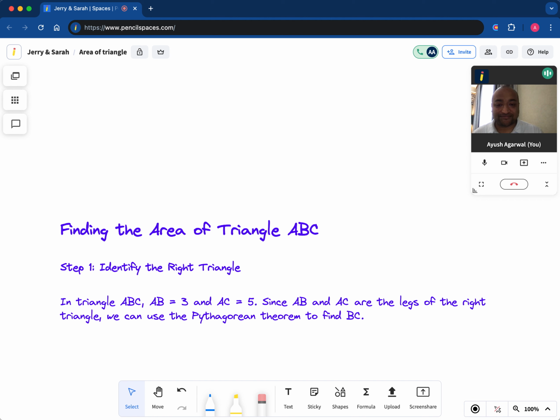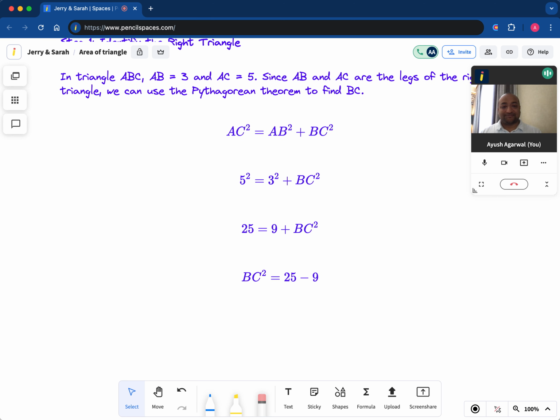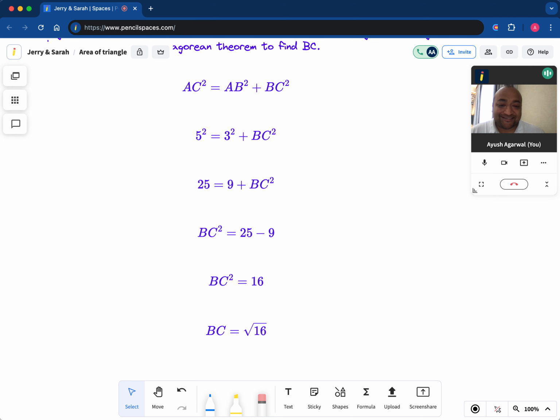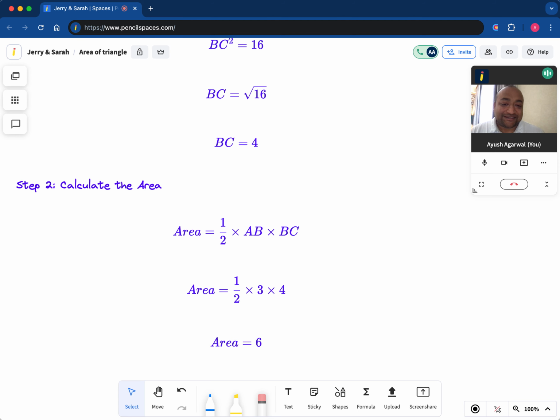You correctly started with the Pythagorean theorem: AC squared equals AB squared plus BC squared. However, you made a mistake in your calculations. Let's correct that. Now that we have the correct length of BC, which is 4, we can find the area of the triangle. The formula for the area of a right triangle is 1/2 base times height. In this case, AB is the base and BC is the height. So, the correct area of triangle ABC is 6 square units. You had a mistake in calculating BC and thus the area. Remember to carefully follow the steps and verify your calculations. Great effort.